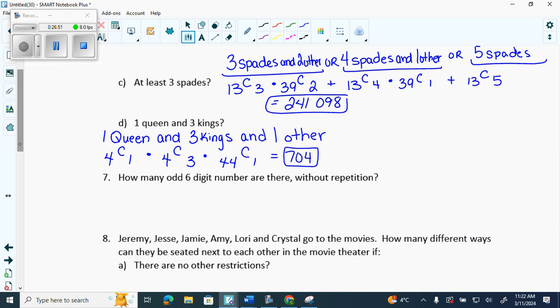Last one we're going to go quickly. How many odd 6-digit numbers are there without repetition? 6 digits means 6 blanks. Odd means it has to end in an odd: 1, 3, 5, 7, 9. 6 digits means it can't start with a 0. We can't repeat, so we have to box and hold. So this is 5 numbers. Say I hold the 9. Then here I would have 0. No, that's a lie.